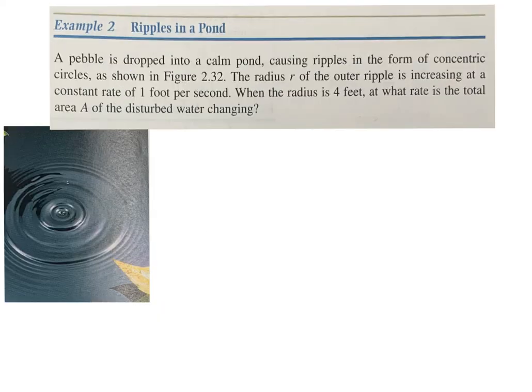A pebble is dropped into a calm pond, causing ripples to form of concentric circles inside of each other, right? The radius r of the outer ripple is increasing at a constant rate of 1 foot per second. When the radius is 4 feet, at what rate is the total area of the disturbed water changing?